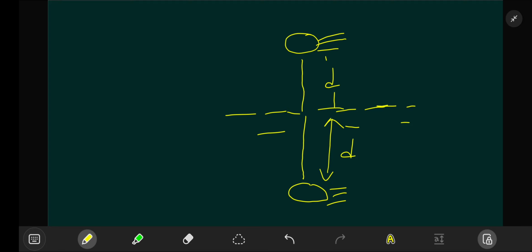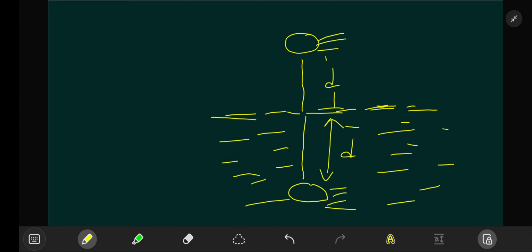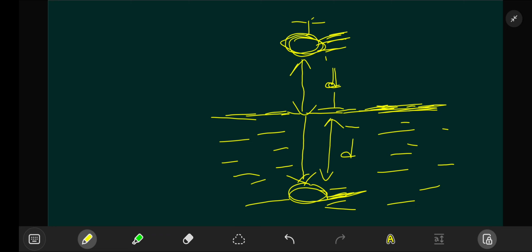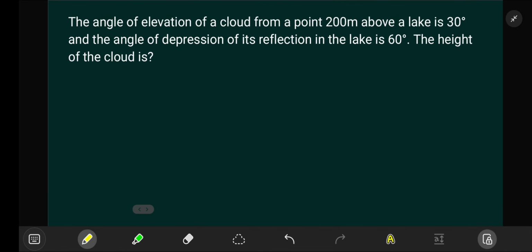Suppose this is the surface of water and this is a water body. Now here there is a helicopter, and the distance from the helicopter to the surface of the water is d, and the distance from the surface to the reflection of this helicopter will also be equal to d. Remember this, very very important. Questions are framed on this in the serious mathematics exam.